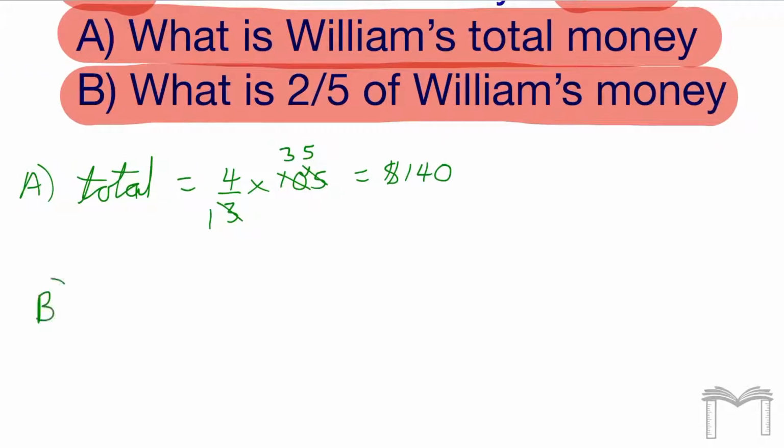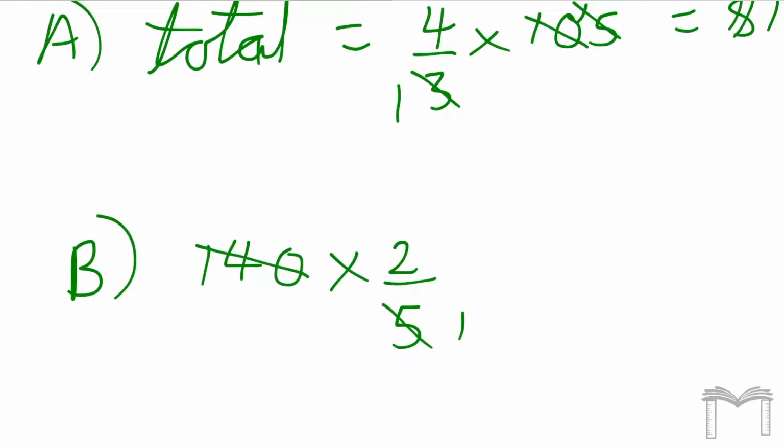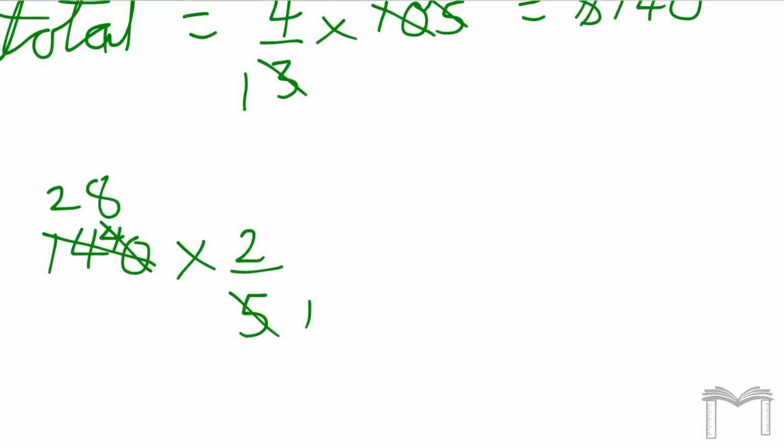Part B. What is 2/5 of William's money? We know that his total money is $140. So we just simply need to find 2/5 of that, multiply by 2/5. So 5 into 5, 1. 5 into 14, 2, remainder 4. 5 into 40, 8. 2 times 28 is equal to 56. So that's $56.